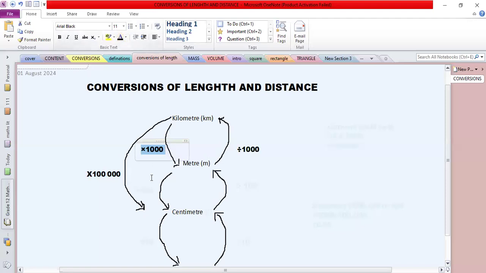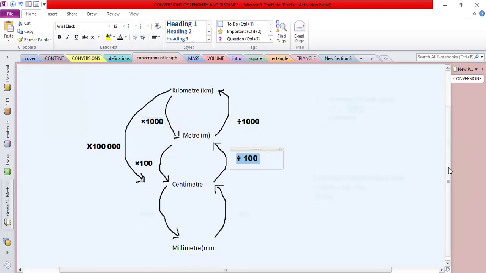These are the formulas to calculate the conversion of length and distance. We're talking about the kilometer, meter, centimeter, and millimeter. The distance from kilometer to meter is 1,000. So when we move from a bigger unit to a smaller unit, we multiply, but when we move from a smaller unit to a bigger unit, we divide. You can see it is indicated there by those arrows. The arrows indicate that from here to here, you divide, and from here to there, you multiply.